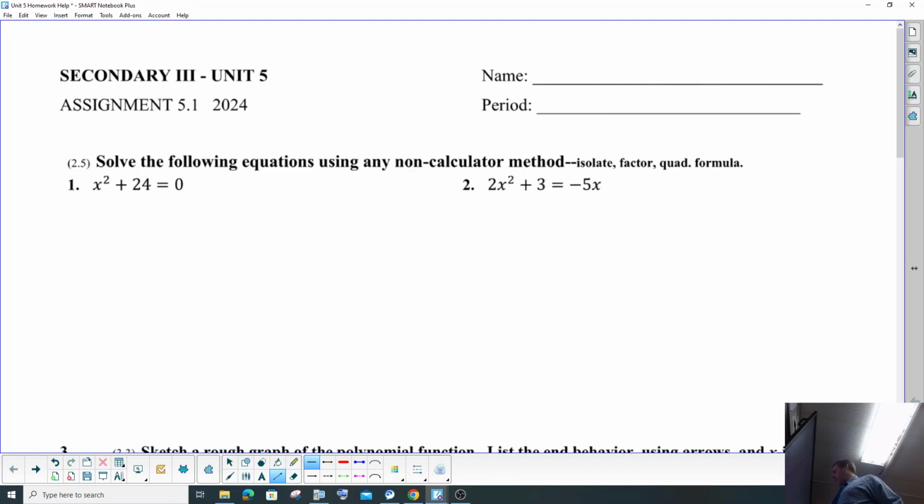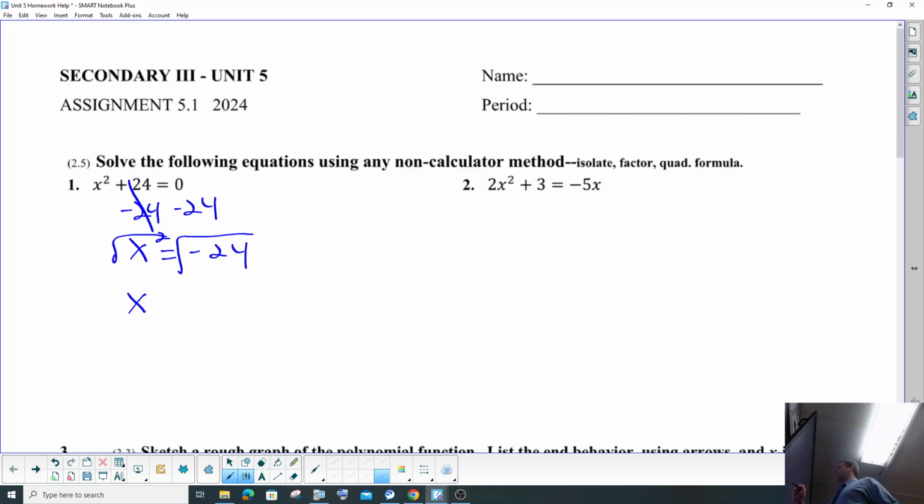So minus, do you remember how to minus 24 over to the other side? So we get x squared equals negative 24. Good. We have to square root both sides, so we get plus or minus. And then what does 24 factor into? Do you remember? What's a perfect square factor? So negative 4 is a perfect square factor.